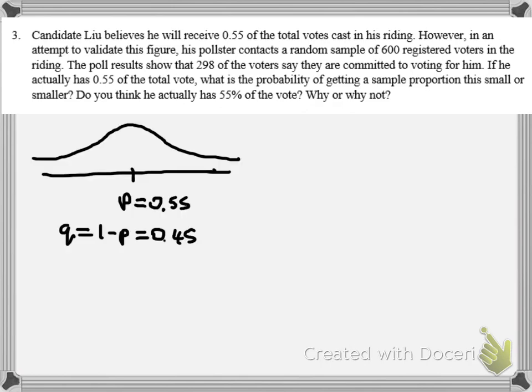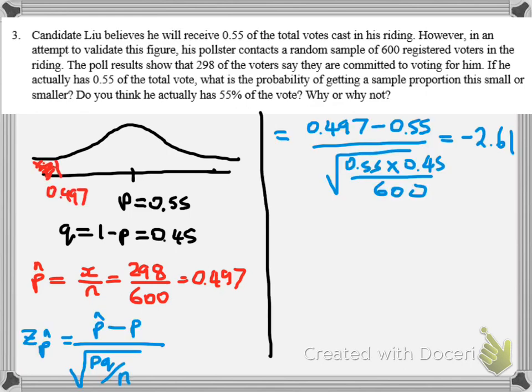So we know that the distribution will be approximately normal because the sample size is greater than 30. So we have the population proportion that he thinks he has is 55%, and we can calculate Q as shown. The sample proportion is 298 over 600. I calculated that to the thousandth place, 0.497. And then we're going to use that to figure out what we need. The corresponding z-score is negative 2.61.